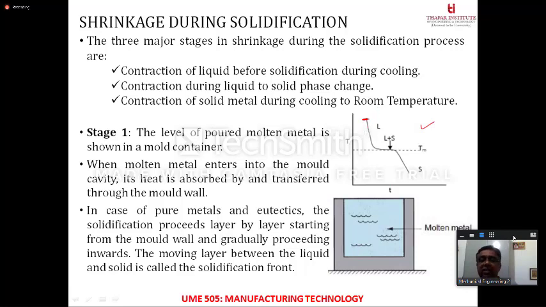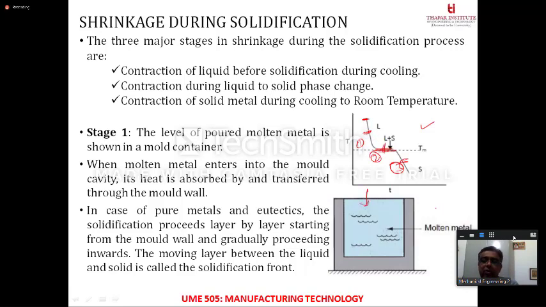So there are three distinct areas where the solidification process is going on. This is the first area, that is contraction of liquid before the solidification or cooling process. This is the second area where the contraction is taking place during the phase conversion. And this is the third area. So this is 1, this is 2, and this is the third area where contraction of solid is happening during the cooling to room temperature.